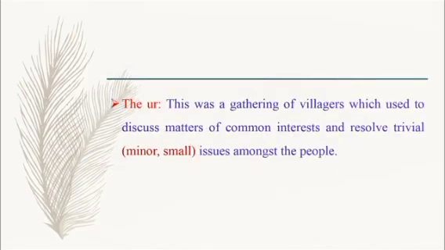The fourth type of assembly is the Ur. This was a gathering of villagers which used to discuss matters of common interest and resolve trivial issues amongst the people. Here, trivial means minor or small. So, the Ur was a gathering of villagers which used to discuss matters of common interest and resolve small or minor issues amongst the people.